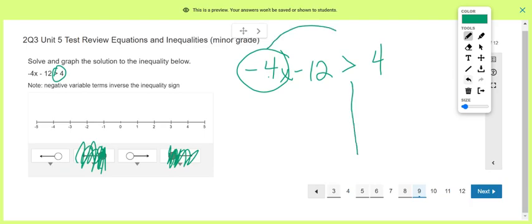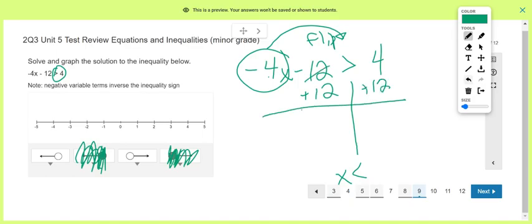And because the variable term is negative, the sign is going to flip in our solution. So when we solve, we're going to get a positive x. Negative x is greater than, but positive x is going to be less than. So now we solve by using inverses.